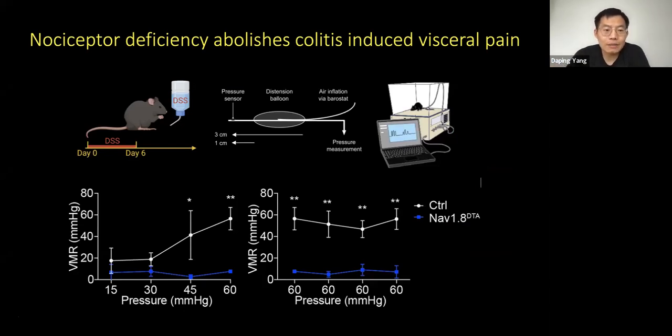So we treated our mice with DSS, and by inserting a distension balloon attached with a pressure sensor to the colon of the mice, we can detect their response to the balloon distension, which indicates the degree of visceral pain. With this system, we found that while the control mice displayed remarkable visceral pain, the pain was almost completely abolished in the knockout mice.